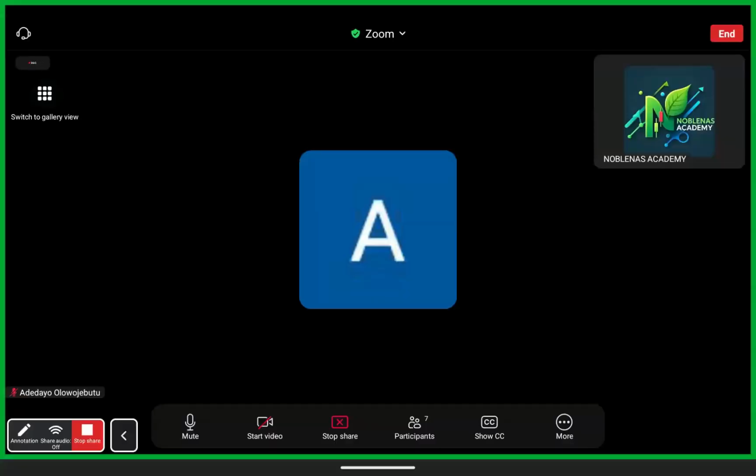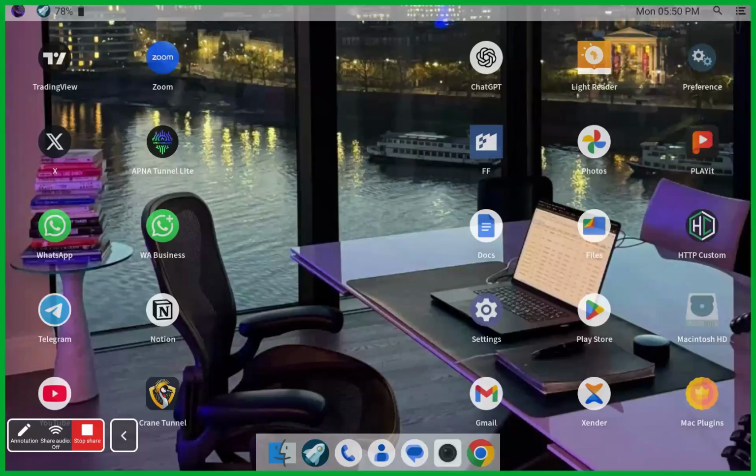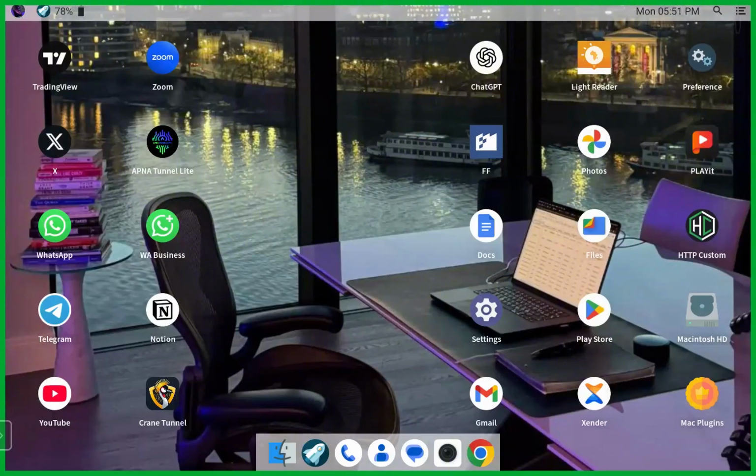So I'm going to share my screen. I hope you people are able to see my screen. Are you able to see my screen? Very well. Wow, that is wonderful.